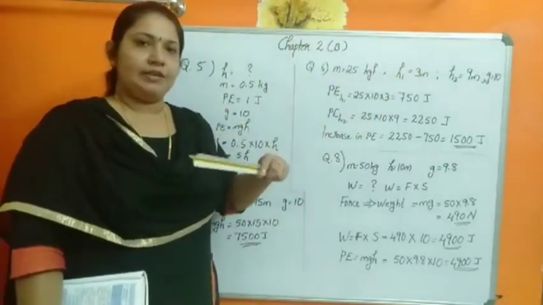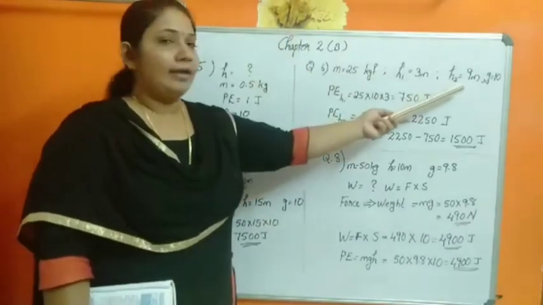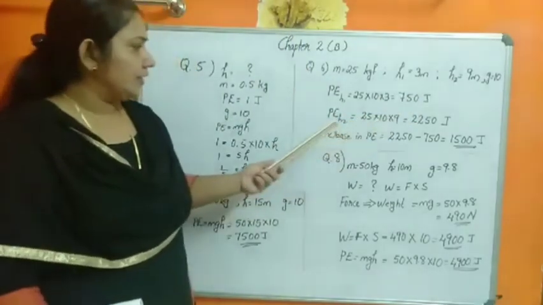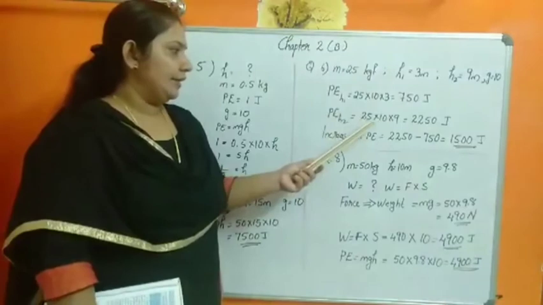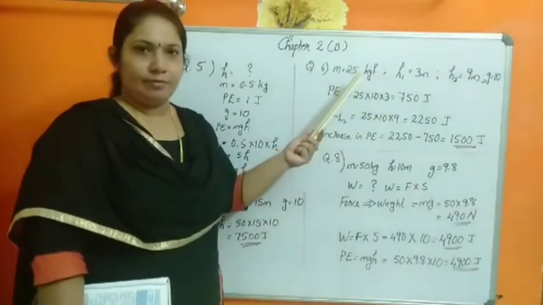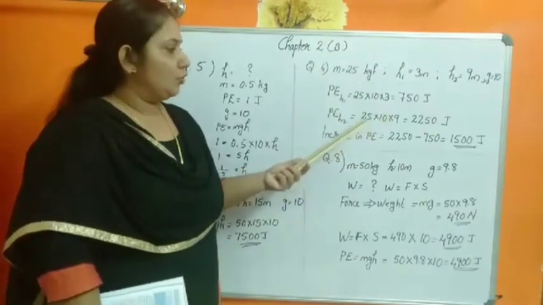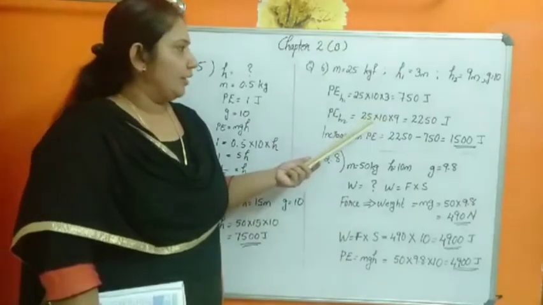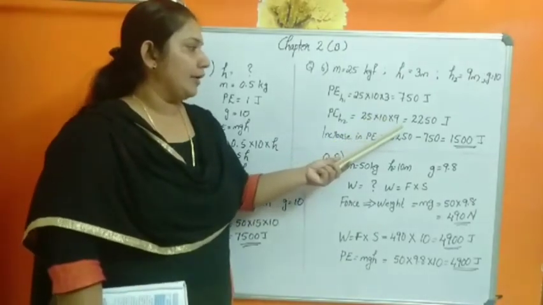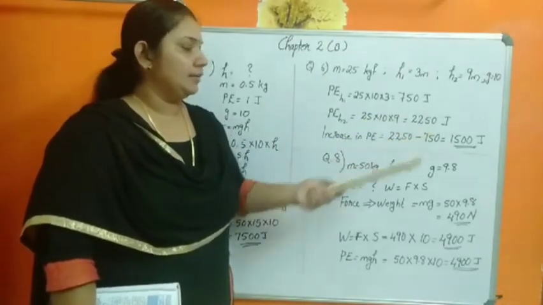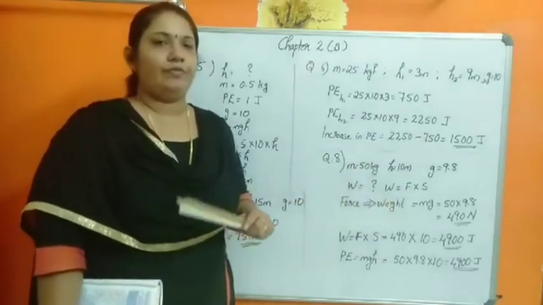That means when he reaches the height 9 meter. Here we can see potential energy is equal to mgh. The mass is 25, the same boy or the same person, so mass will not change. 25 into 10 into 9, where 9 is the height. We will get the answer 2250 joule.